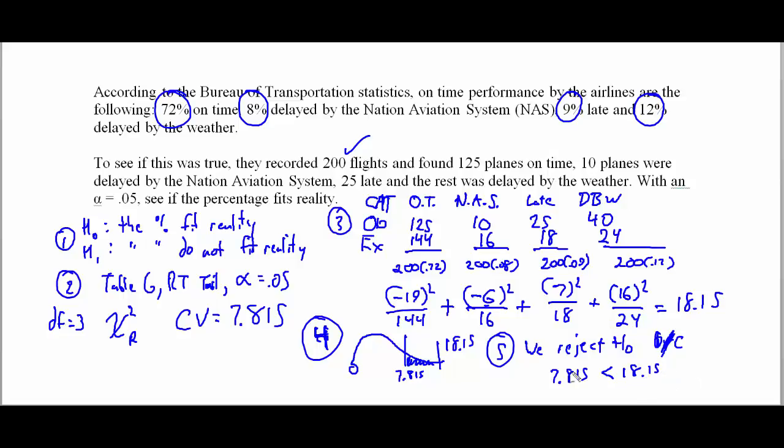So we definitely see that the percentages need to be moved, because in our sample of 200 flights, we had a lot of difference. It shouldn't have been this far off in each of these categories. And since we were far off in each category, it's time to recalibrate, because these percentages do not fit reality.